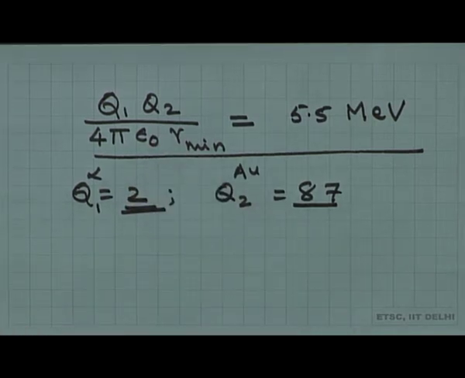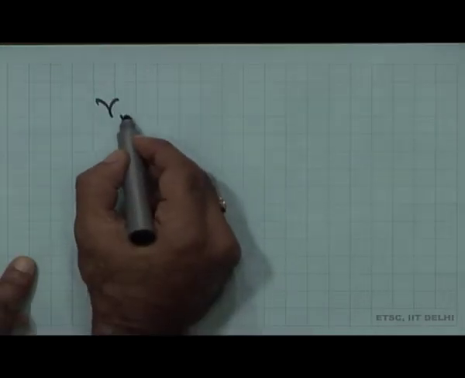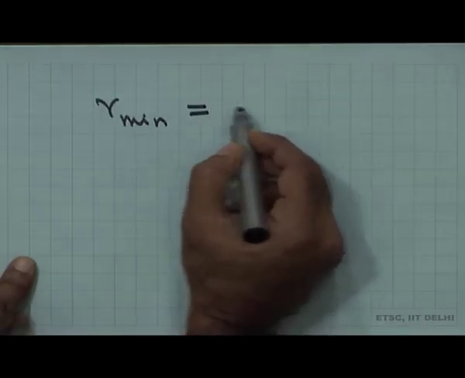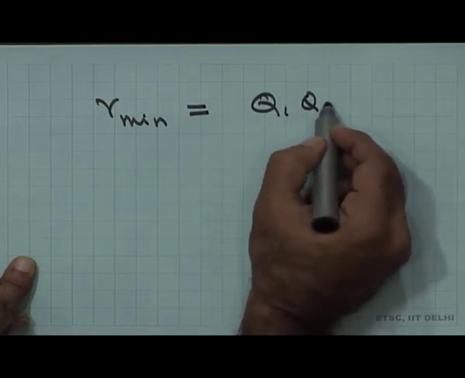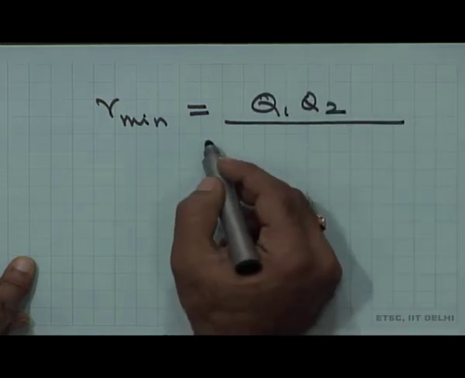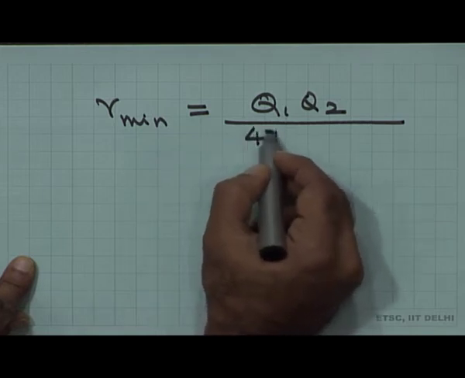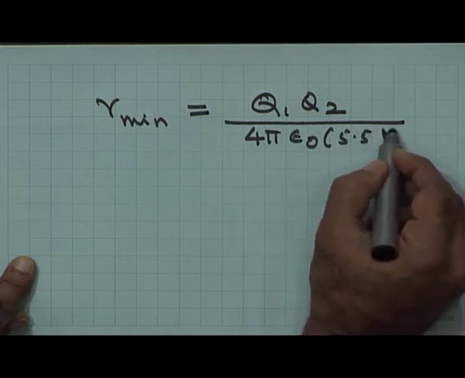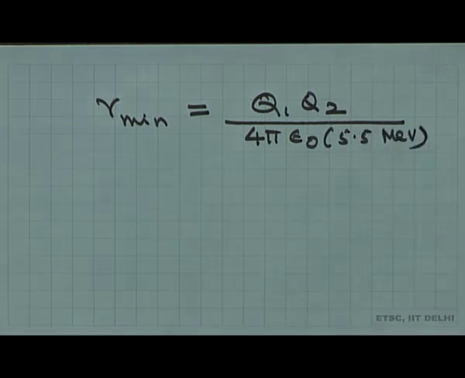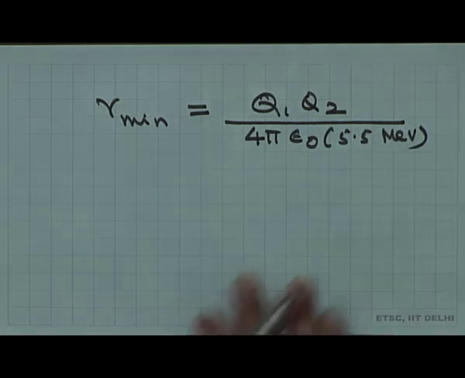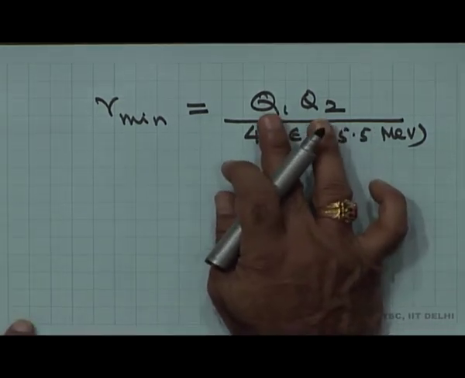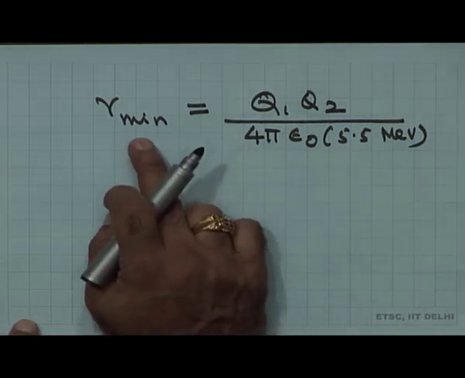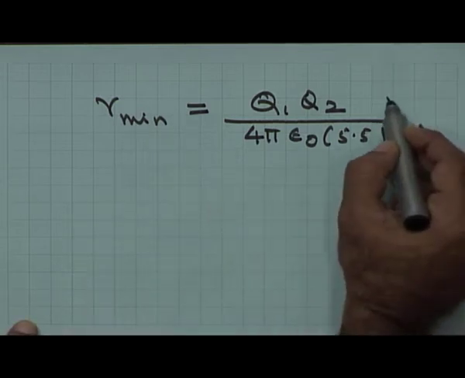Therefore, what is my R minimum? R minimum is Q1 Q2 over 4 pi epsilon naught into 5.5 MeV. That was an oversight. This is what we have. If the charges become larger and larger, the minimum distance that you can approach becomes also larger and larger, because you cannot penetrate the barrier. That is what you are going to get, and this is a consistent expression.